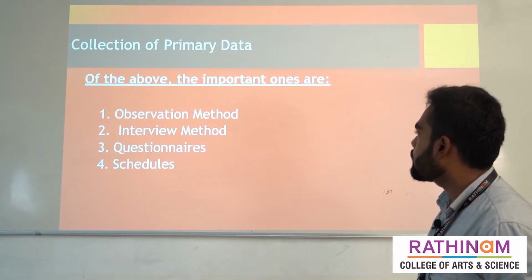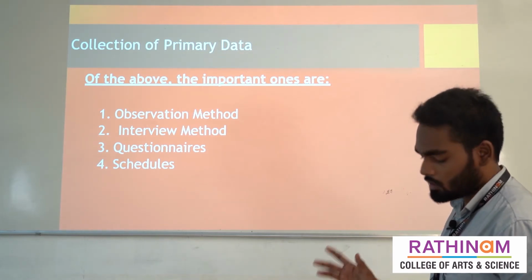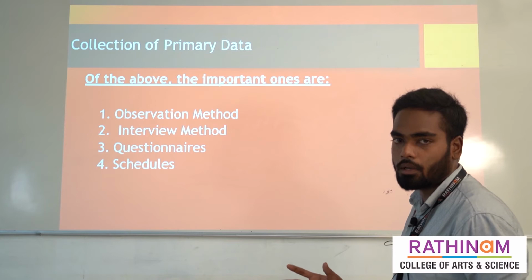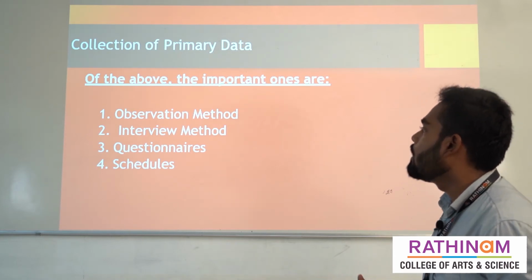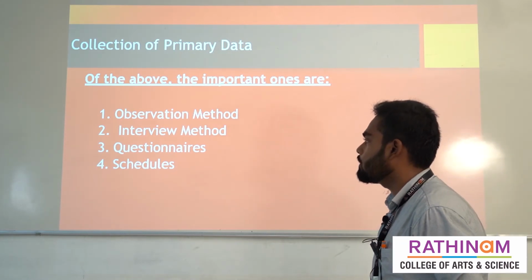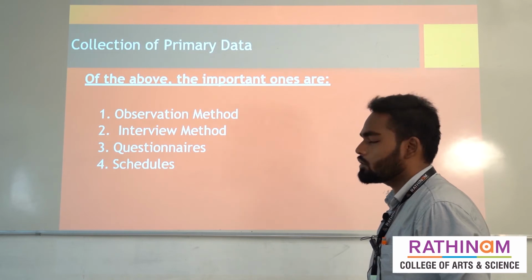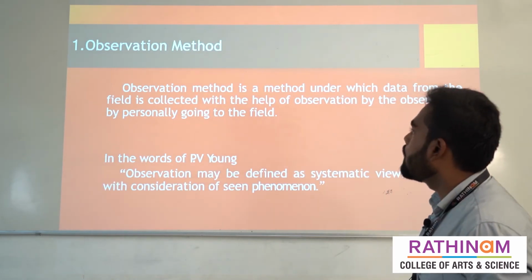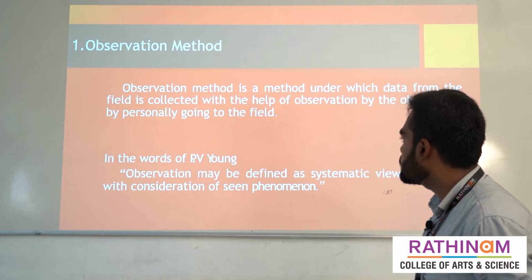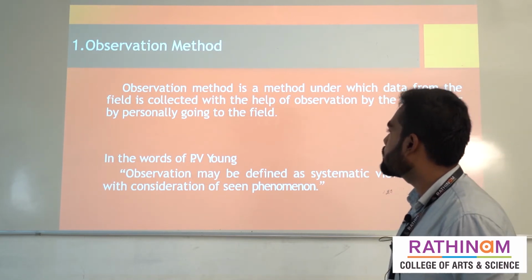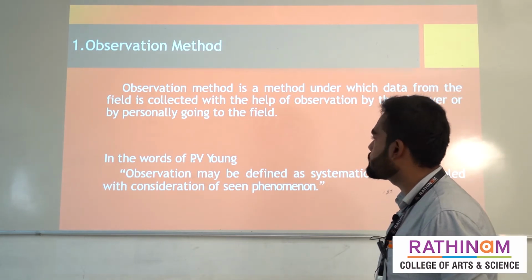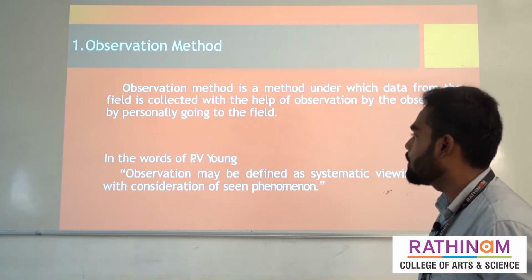For the collection of primary data, the following are the four important methods. One is the observation method, second is the interview method, third is the questionnaire, and then the interview schedule method. What is the observation method? The observation method is a method under which data from the field is collected with the help of observation by the observer personally going to the field.